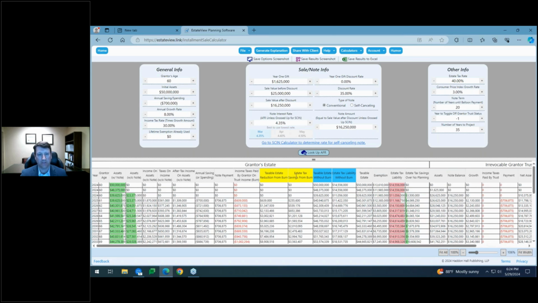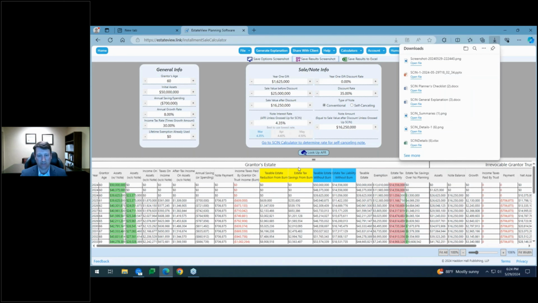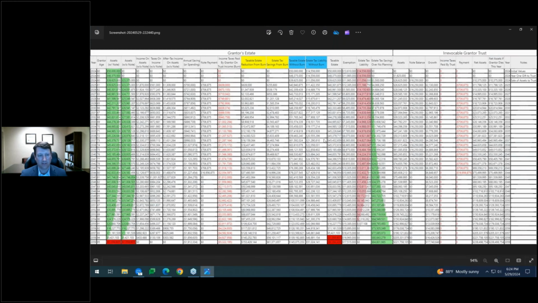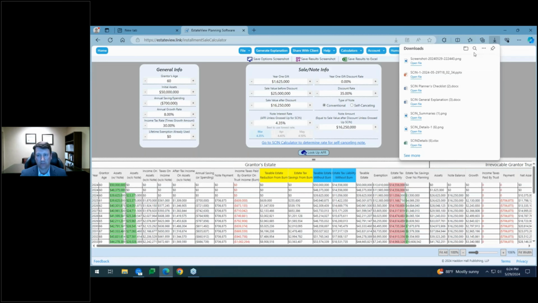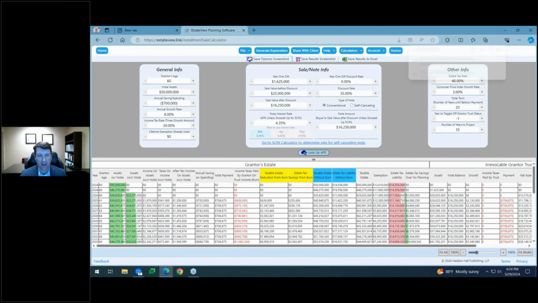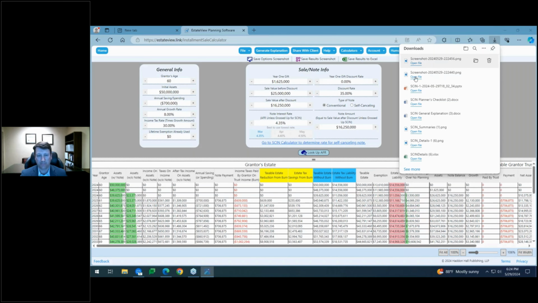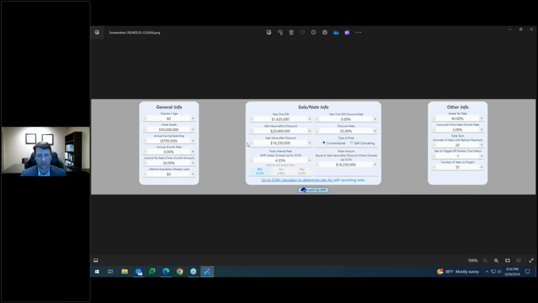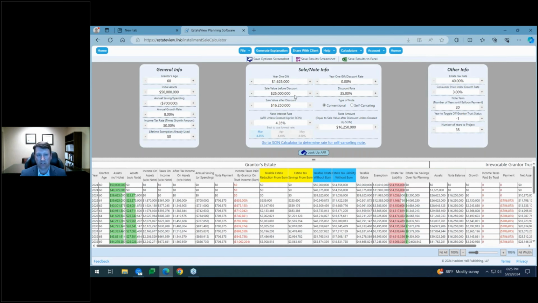A number of ways to do that. One is we can take screenshots of the results that we see here on our screen. So I clicked the screenshot button, opened up this screenshot, and it gives me my spreadsheet that's on the screen that can be shared with the client. You can also save the options screen, so this top screen as well. You can screenshot that to show the inputs that were inputted into the software.